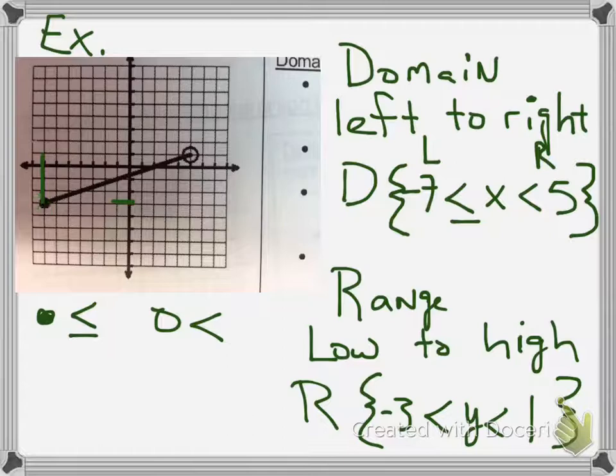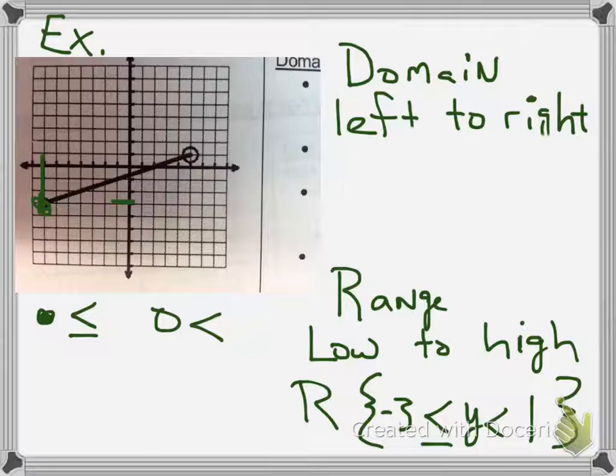Okay, so for the range, you can see my lowest is -3 and my highest is 1. Again, I've got a dot there, so I should put a line at the y. Alright, so that's how we've normally done expressing domain and range. But let's add a new thing called interval notation.